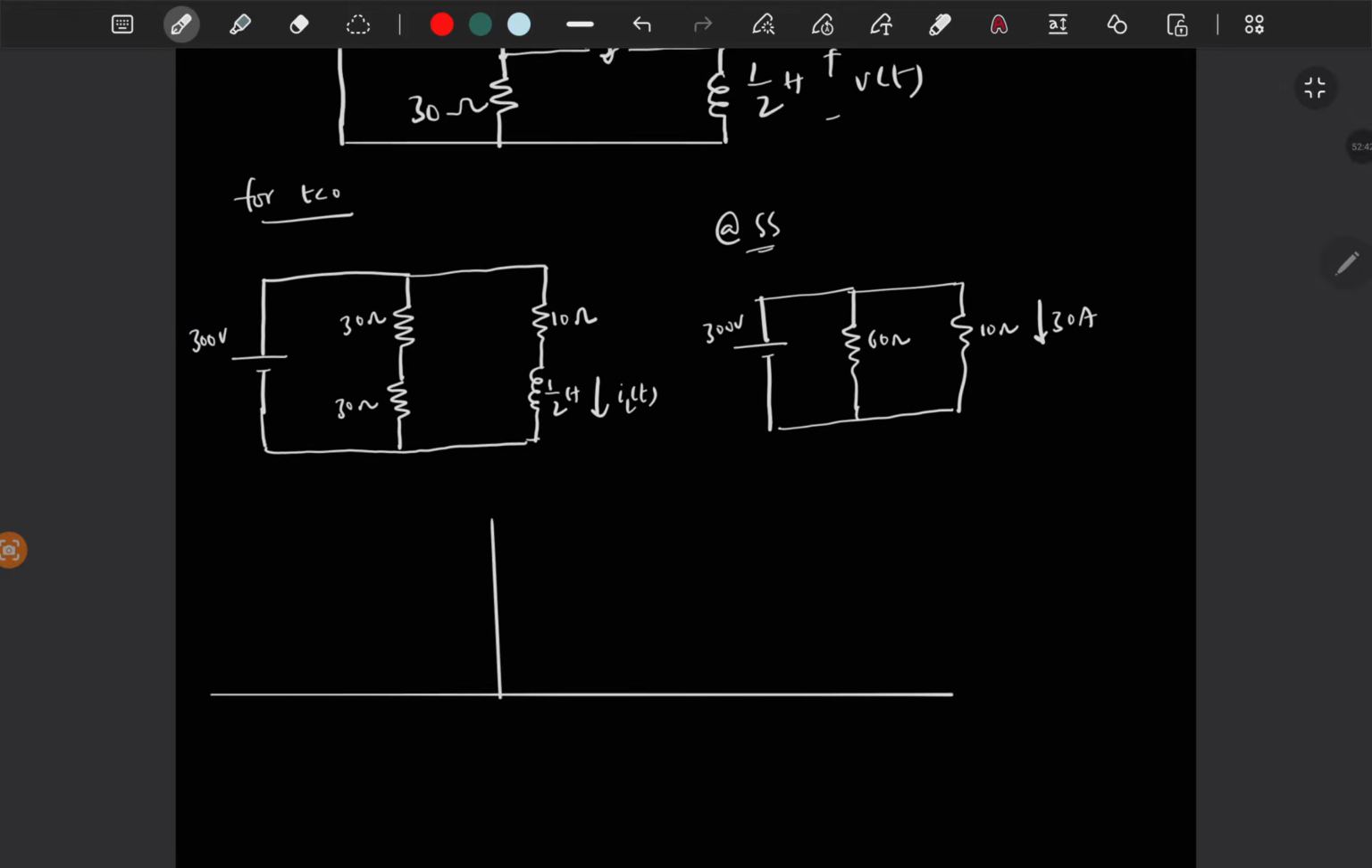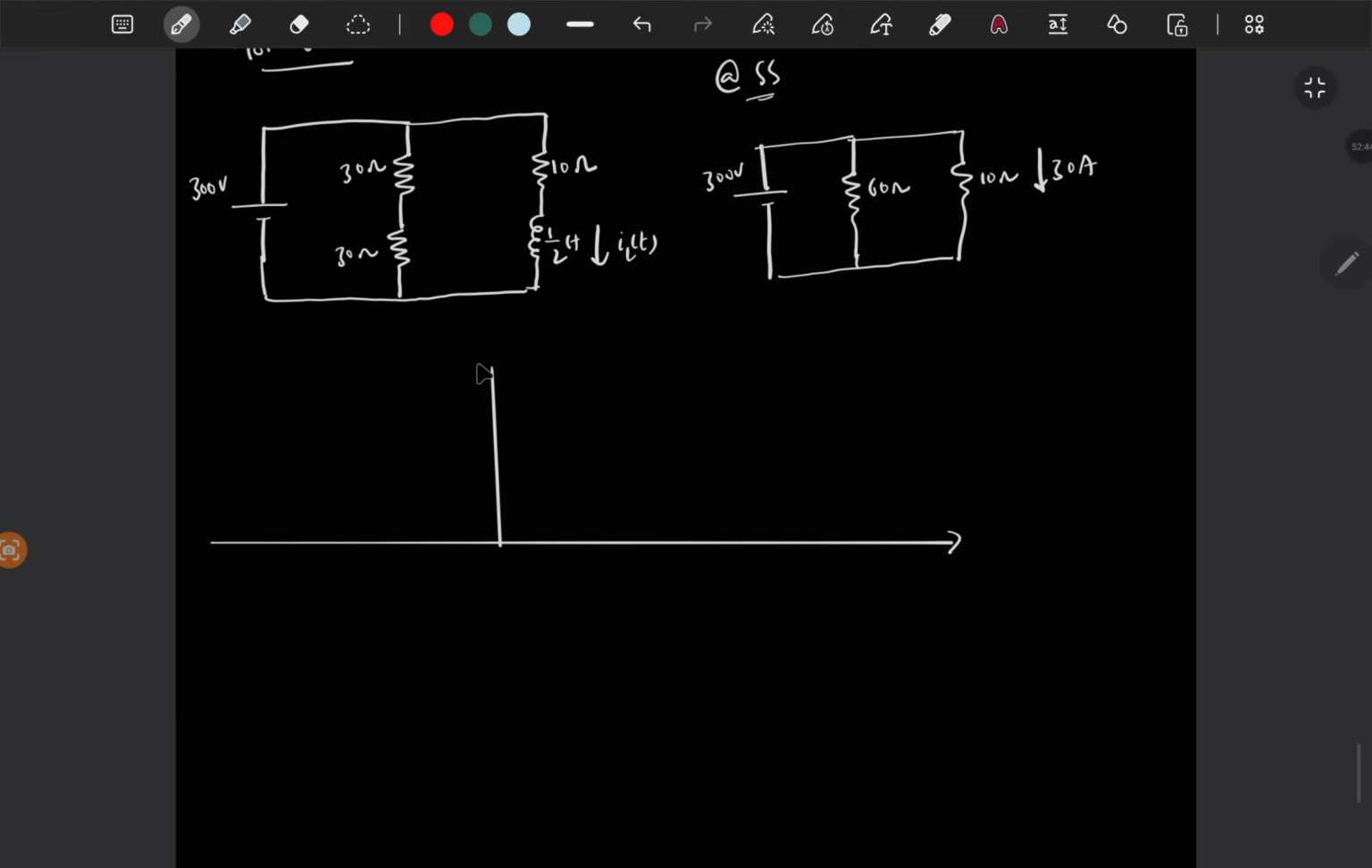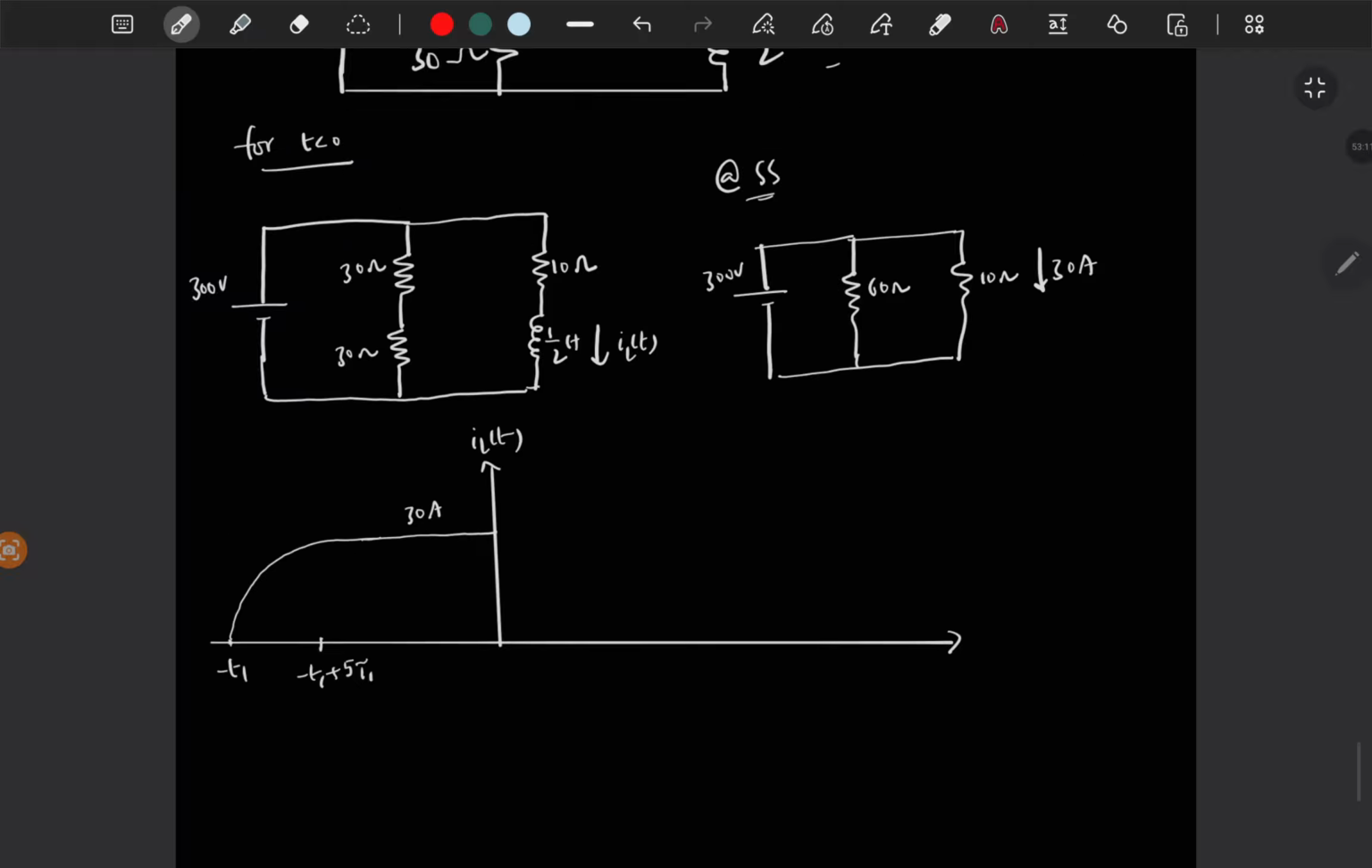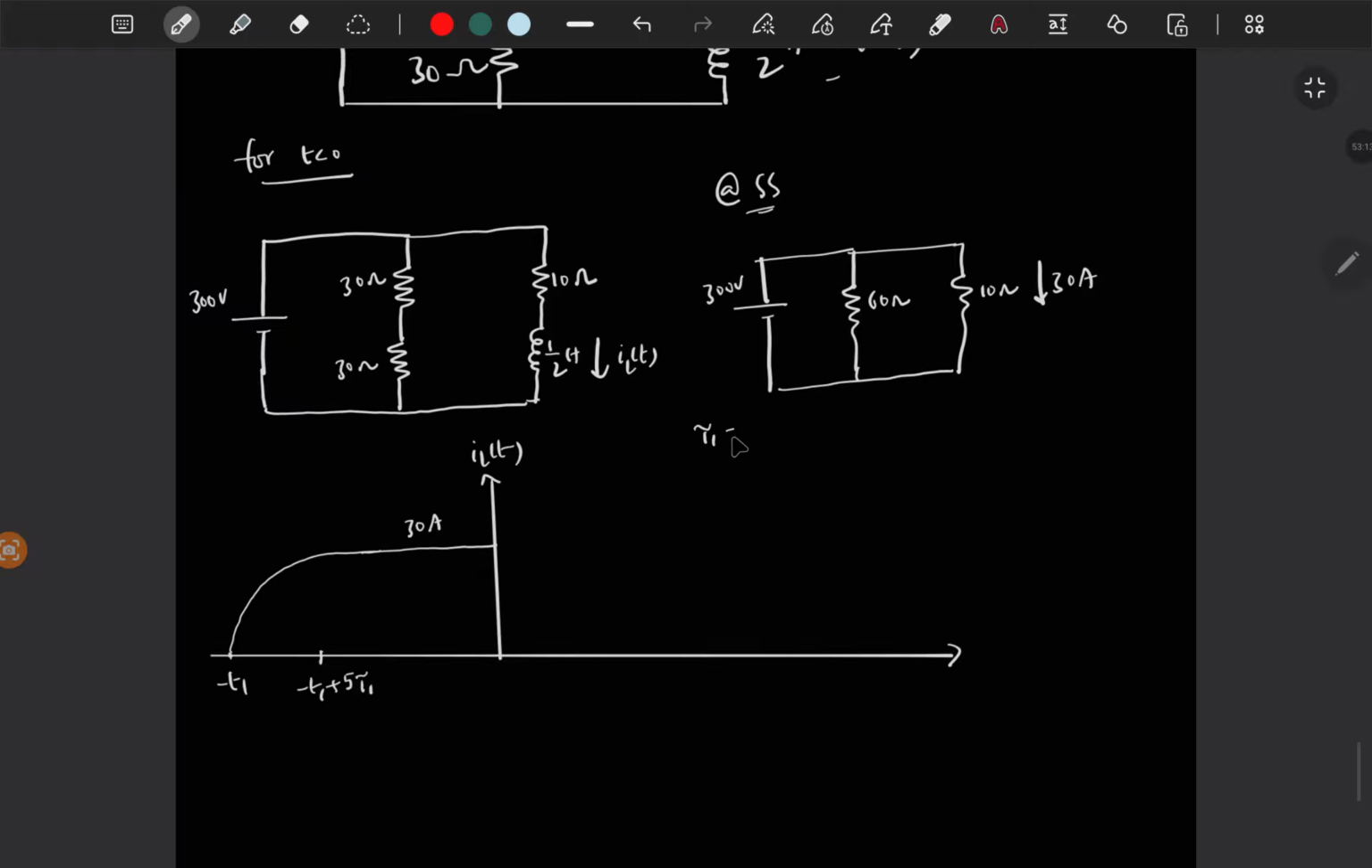So again, let's say this is IL of t. So minus t1, and from 0 to this will be charged to 30 amps in 5 time constants. So from here to here it is 5 time constants, which is minus t1 plus 5 tau 1, and tau 1 is R equivalent by L equivalent.